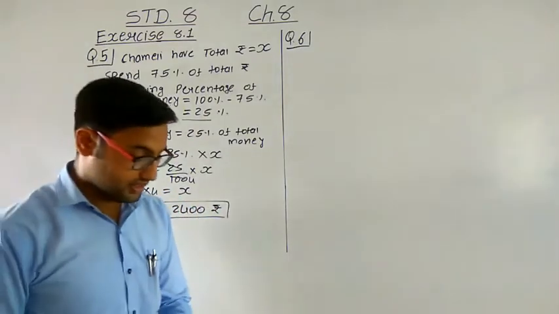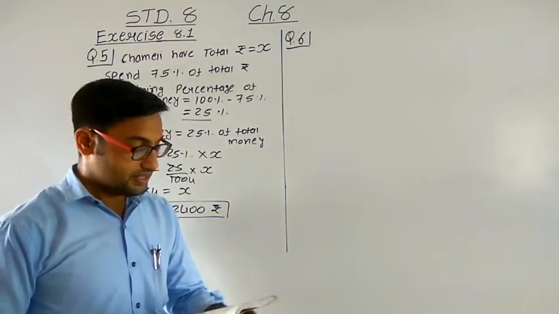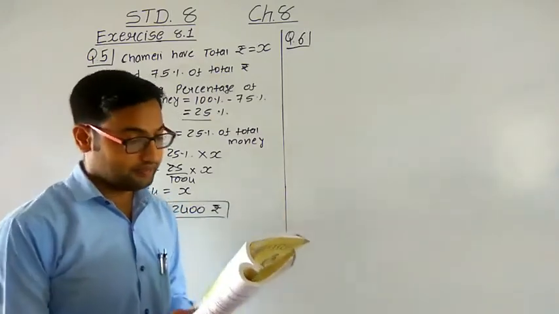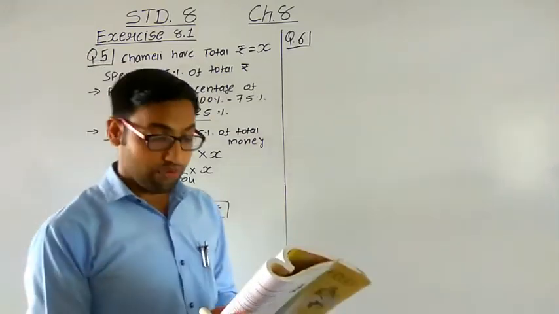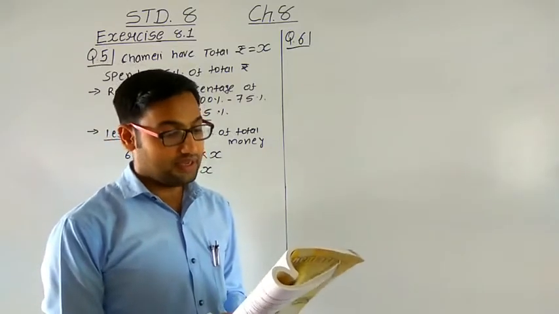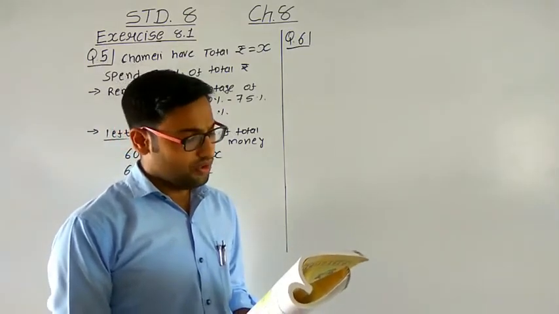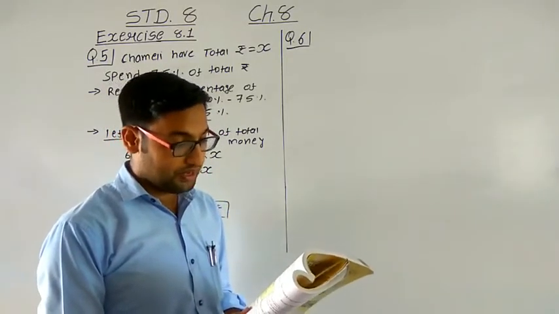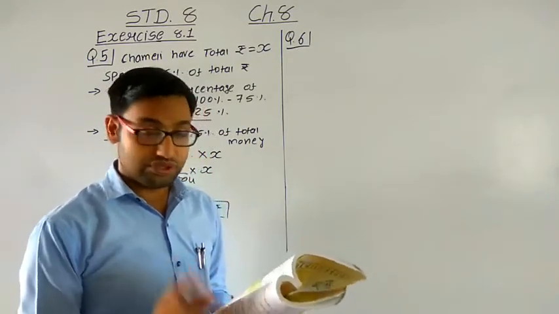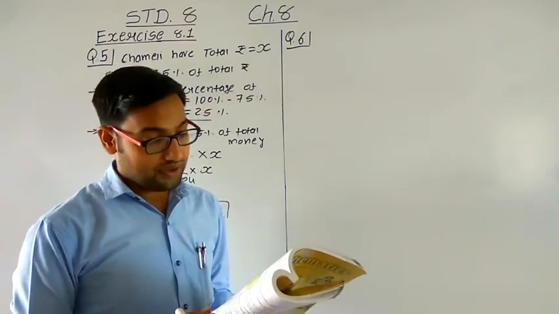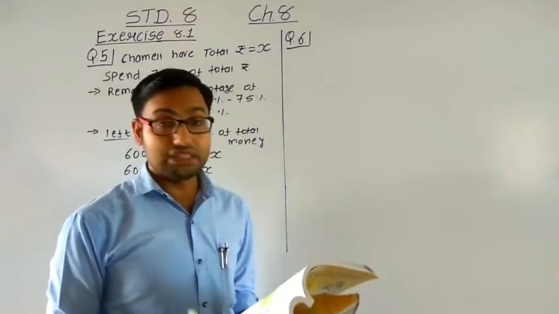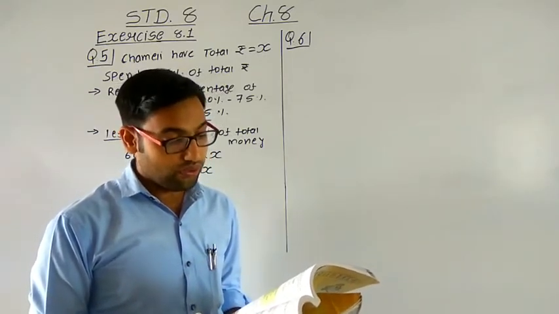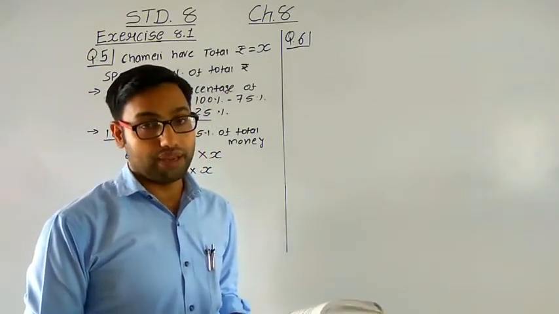Let us study question number 6. The question is, if 60% of people in a city like cricket, 30% like football, and the remaining like other games, then what percent of the total people like other games? First thing is that. After that, if the total number of people is 50 lakh, find the exact number who like each type of game.